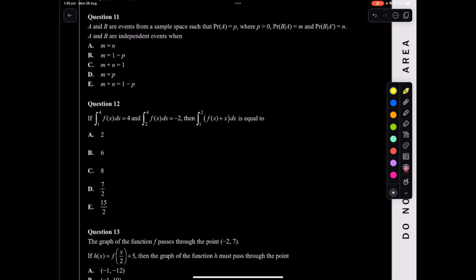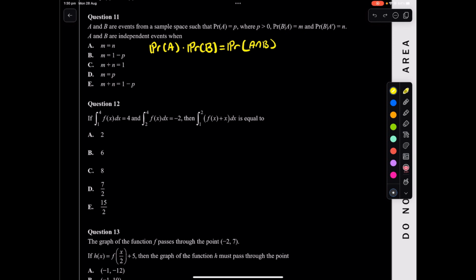Alright. So, when I just see independent events, this is what comes up. I know it's going to be the probability of A times the probability of B must equal your probability of A intersection B. This is how we show the proof that they're independent. It has to meet this condition. Let's look at what they've given us here.